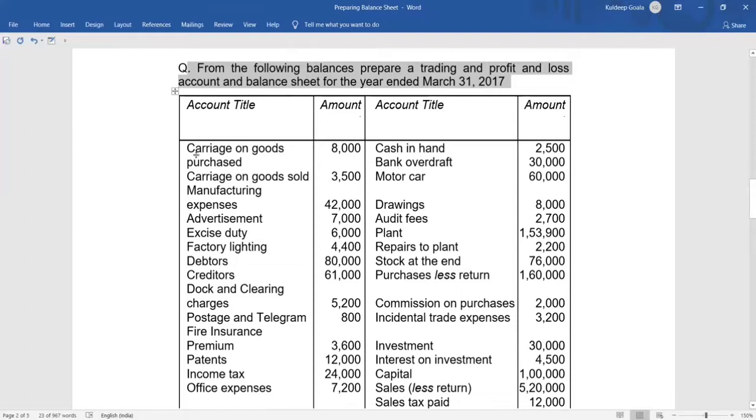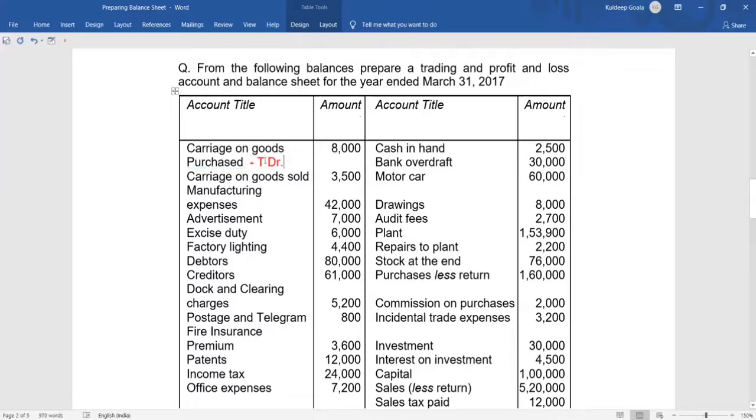So let's start. We can start with the marking of the items, right? So what I will do is that I will use the marking here. So first of all, it's carriage on goods purchase. Goods purchase, so it's referring to a direct item, so it will come in the trading account. Clear? It will go in the trading account, debit side.